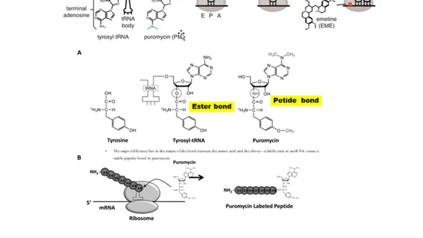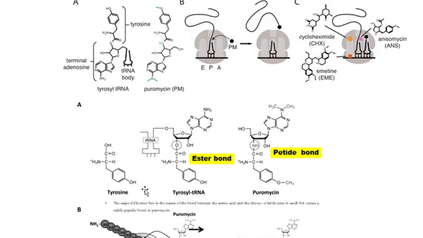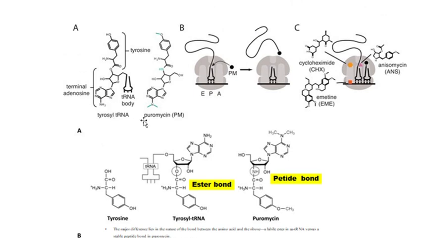Okay, if you check the structure of puromycin as well as tyrosyl tRNA, both have a similar structure. The only difference is the nature of the bond between the amino acid and the rest of the molecule: in tyrosyl tRNA you have an ester bond, and in puromycin you have a peptide bond. Since both have a similar structure, puromycin enters the P site in place of the tyrosyl tRNA. Once puromycin binds, further translation stops, the elongation of the polypeptide chain stops, and it produces a truncated or non-functional protein.